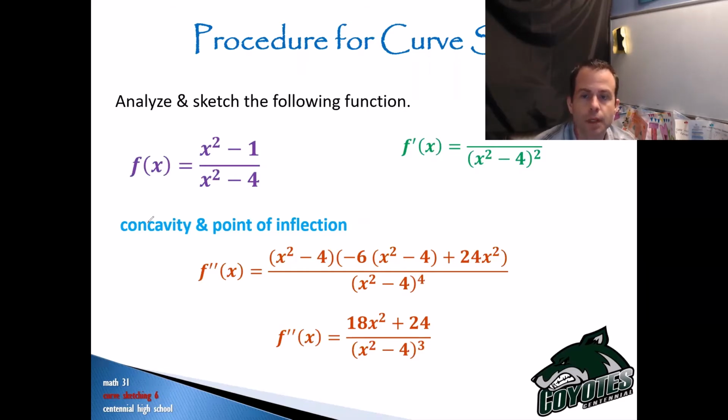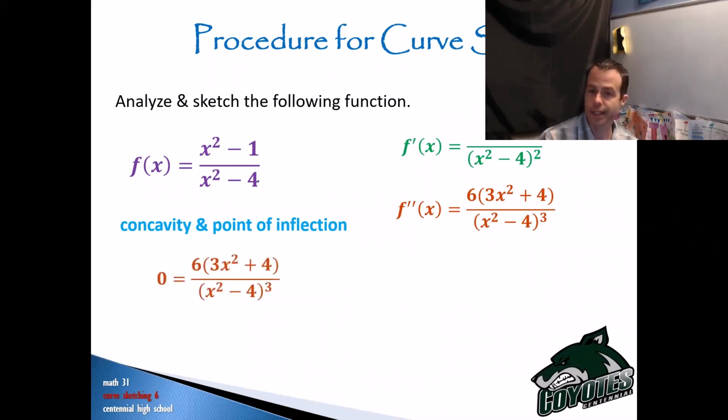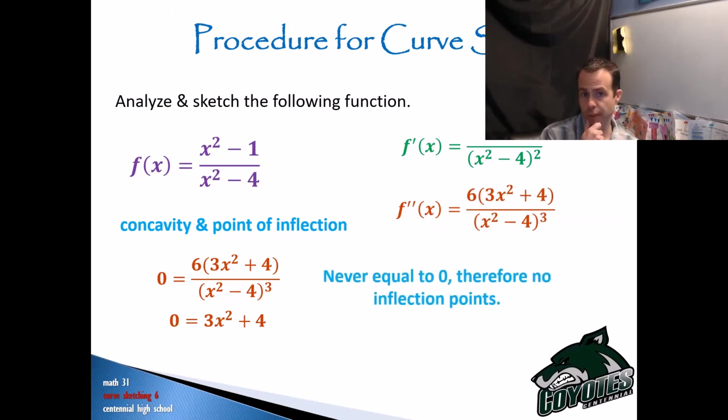Okay. All right, so one last thing I'm going to do to this is factor the 6 out of the top, and that's going to leave me with 6 times 3x squared plus 4 all over x squared minus 4 to the 3. Now, to check important numbers for concavity and points of inflection, that's where the second derivative would equal 0 or wouldn't exist. When I set that equal to 0, there are no points where this could equal 0. So because of that, there will be no inflection point, okay?